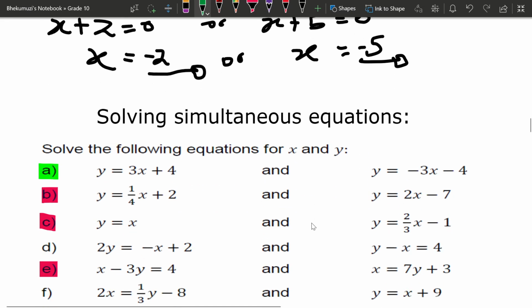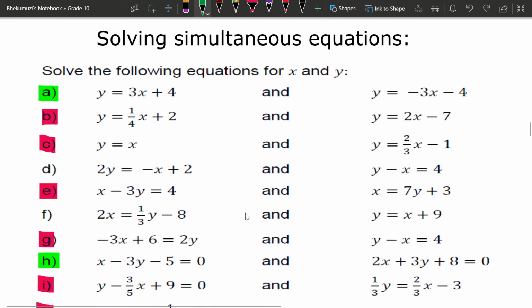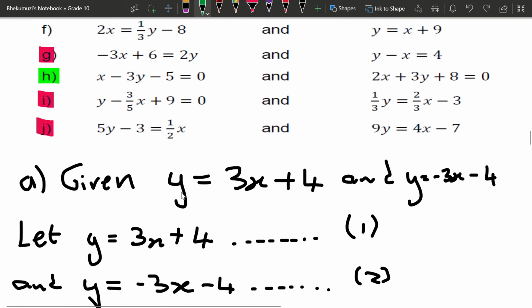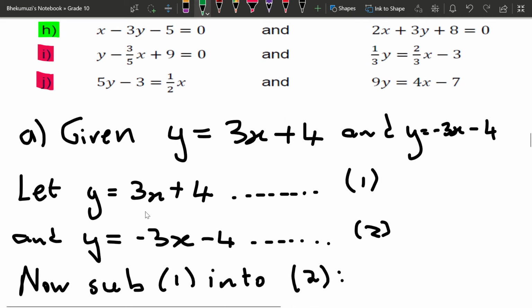Okay, and then we move on to solving simultaneous equations, and again, the green ones are the ones that I'll do here, and the red ones are the ones that I'd like you to try out yourself. So now, you're given y is equal to 3x plus 4 and y is equal to minus 3x minus 4. Let y equals 3x plus 4 be named. You name it by giving it a numerical value. You could have said it's a or b. So I say this is equation 1, which is y equals 3x plus 4, and then I have equation 2, which is y equals minus 3x minus 4.